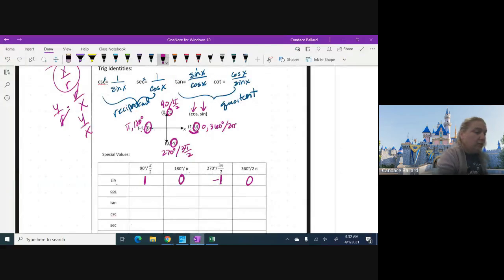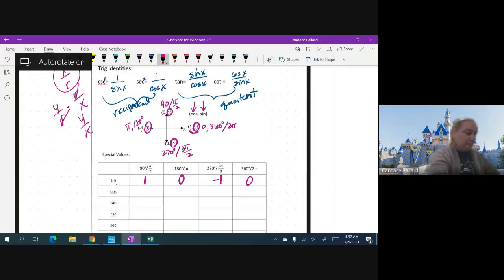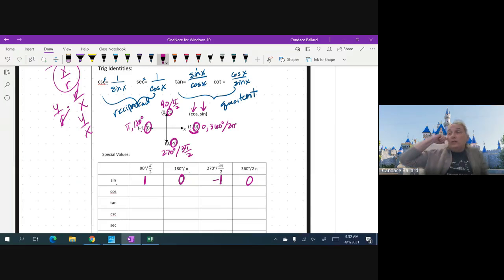So let's try this for cosine and just use our coordinates, okay? So the cosine is the x coordinate. I'm going to do the first one or two, and then you're going to help me out with the last one or two in the chart, okay? So I've done a lot of talking. I'm looking at my x coordinate here. The cosine of 90 would be 0. I'm looking at my x coordinate on pi. My cosine would be negative 1.